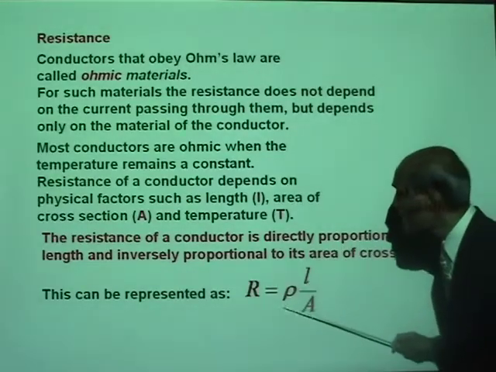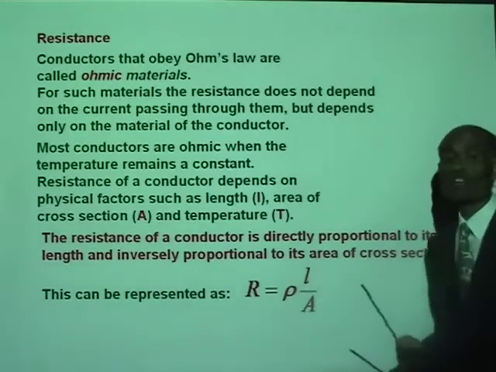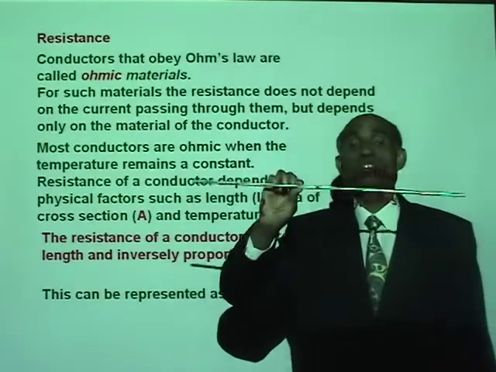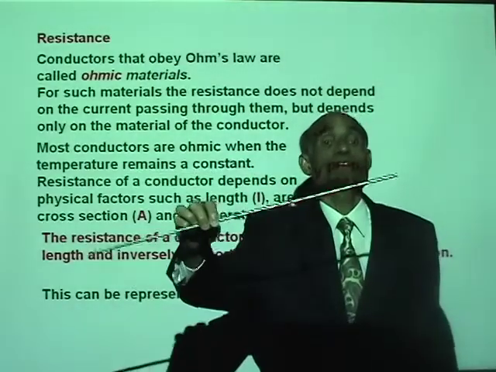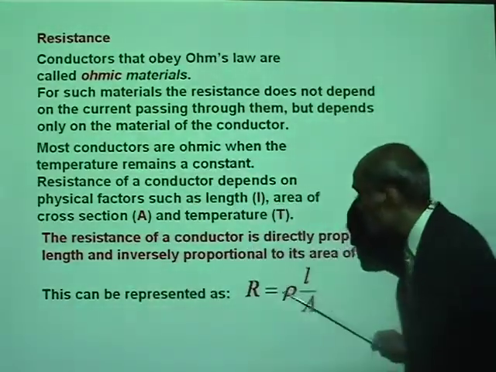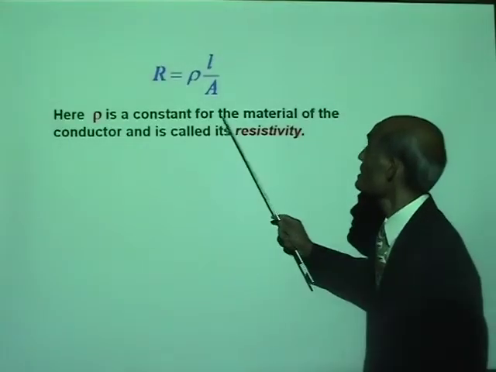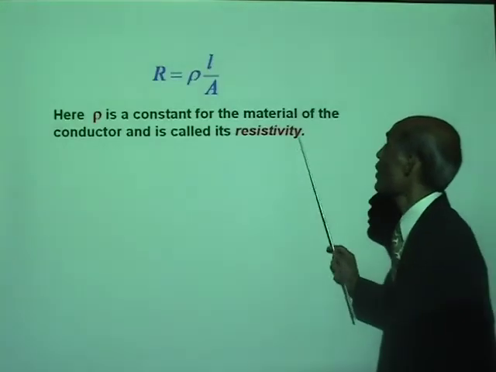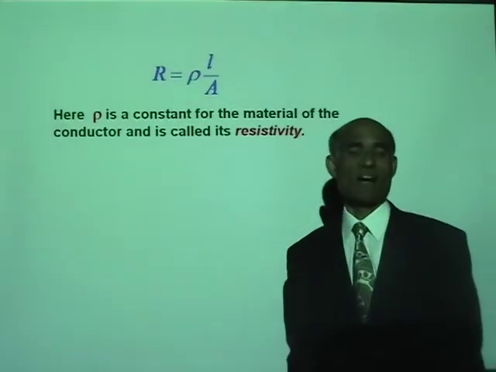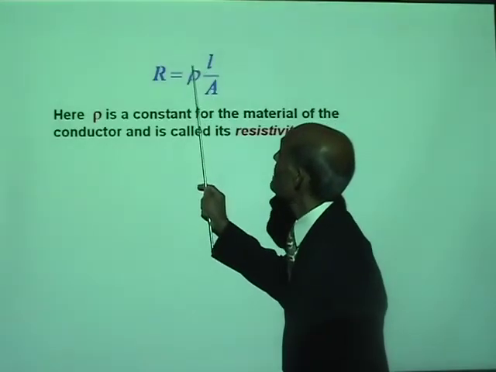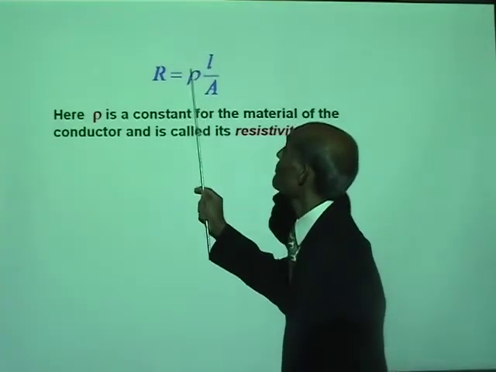And this rho is a constant. We call it the resistivity of the material. That means the material of the conductor determines the value of rho. Rho is a constant for the material and is called the resistivity of the material. Alright, can you work out and tell me what is the unit of resistivity?